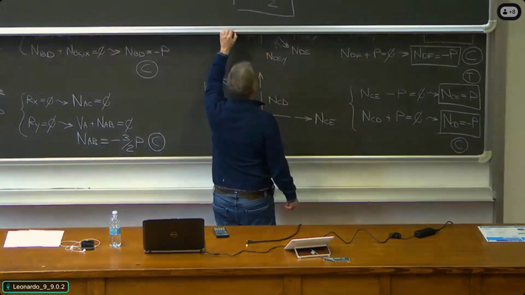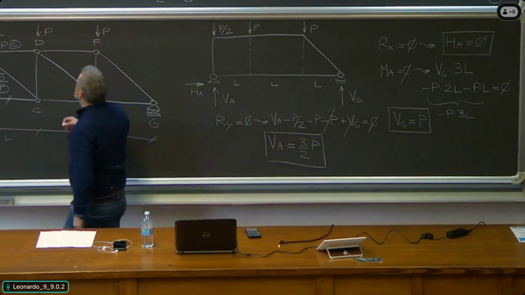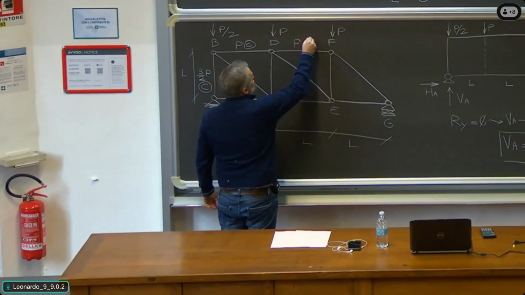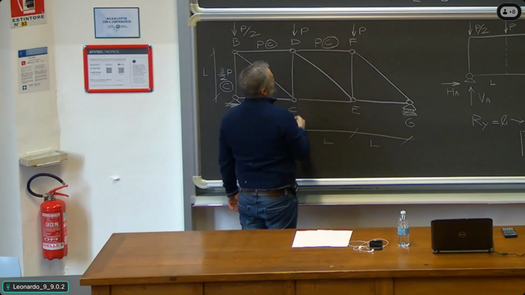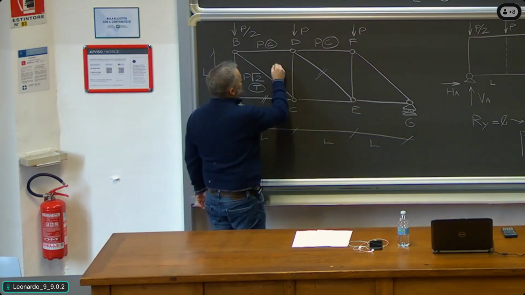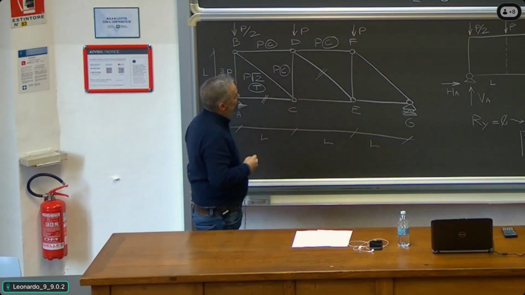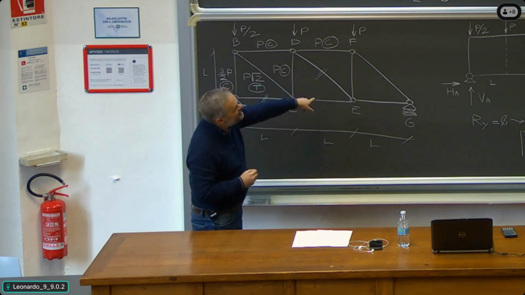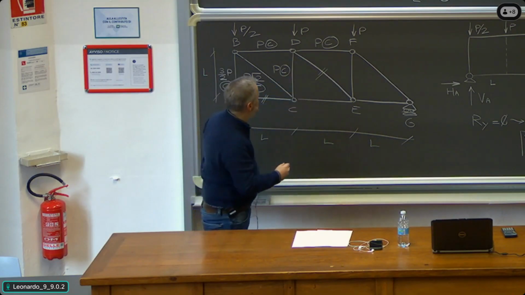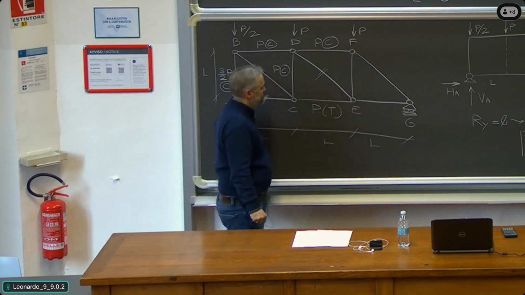So, time to update our diagram. P with a C for compression, 2 architectural ticks, P for compression in the vertical member, and then what do we have here at the bottom? NCE was P in tension, okay?